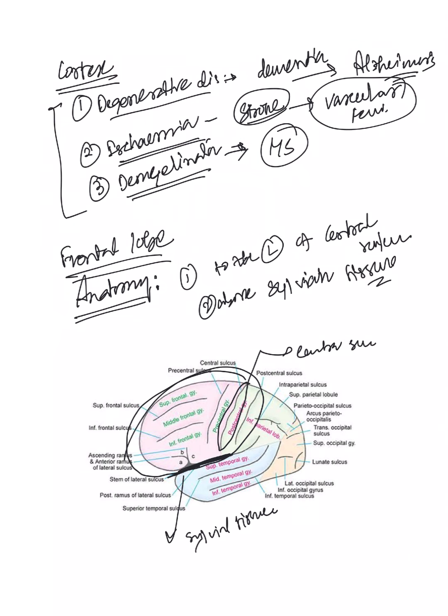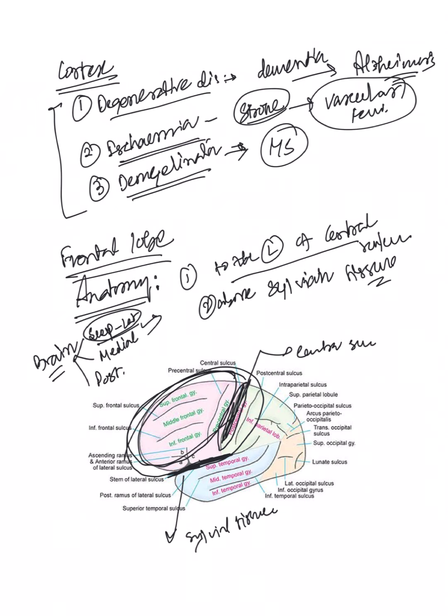Okay, and I forgot to mention, frontal lobe is situated on which surface? See, brain has 3 surfaces. One is superlateral, one is medial, and one is posterior, and frontal lobe is situated on superlateral surface. So frontal lobe is situated on superlateral surface to the left of central sulcus and above sylvian fissure. So this is the frontal lobe.